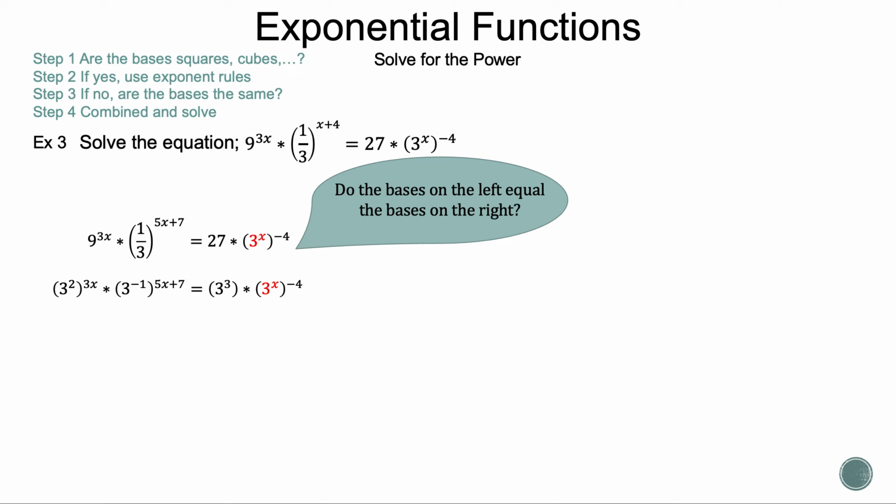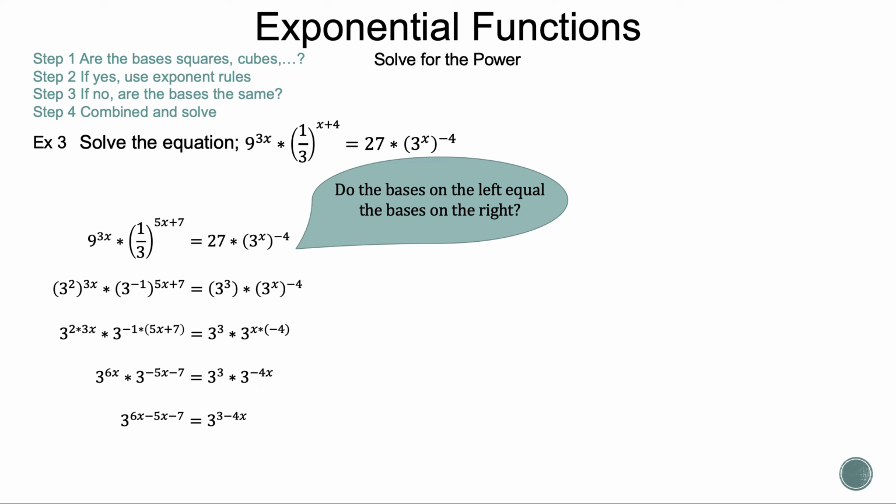So now we have 3 to the 2 raised to the power of 3x times 3 to the negative 1 raised to the power of 5x plus 7 is equal to 3 to the 3 times 3 to the x raised to the power of negative 4. What do you think we can do with the 3 powers that have powers? That's right, we need to multiply the powers by their powers. Now let's multiply the powers in the powers.